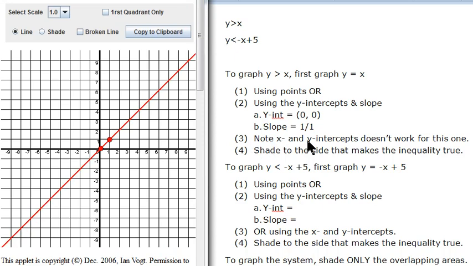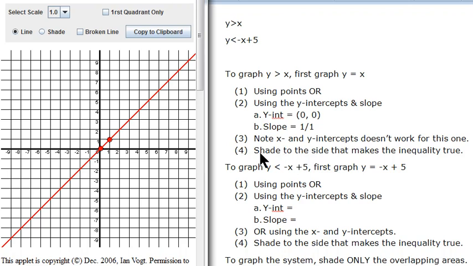You couldn't graph this one using x and y intercepts because it would give you the same point. So if you let x be 0, then y is 0, you have the point 0, 0. If you let y be 0, then x is 0, you have the same point. And you need 2 points to graph it. So that strategy is not going to work for this particular line or any line that goes through 0, 0.